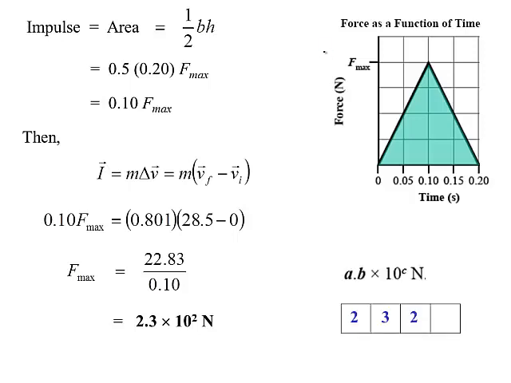So our answer is A point B times 10 to the C. Values of A, B, and C are 2, 3, 2.